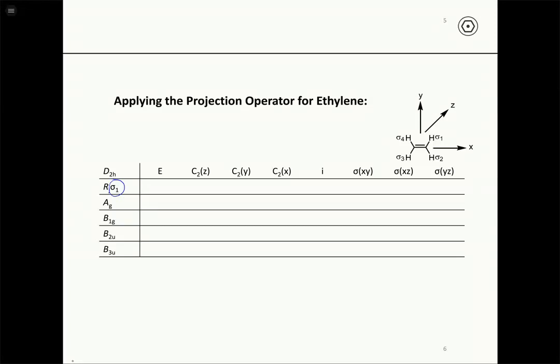So the identity operation does nothing, so it returns sigma 1. If we do, say, C2Z, as we already said, sigma 1 interchanges with sigma 3 under that operation. C2Y, defining the coordinates as y being vertical, is going to interchange sigma 1 with sigma 4. So we put a sigma 4 there, and then C2X is going to interchange 1 with 2. So that's what we get for the first 4 operations. Inversion moves sigma 1 over to the sigma 3 position. Sigma xy, the plane of the molecule, keeps all of them in the same place, including sigma 1. So that is that outcome.